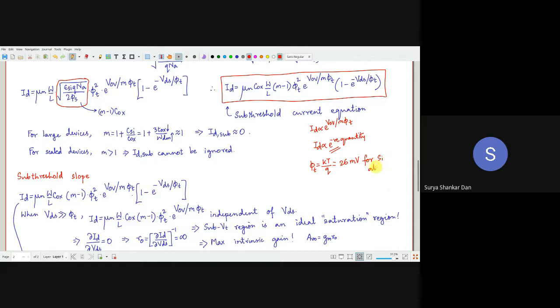at 300 degrees Kelvin. In Kelvin, we usually don't bother about the degree. So now, if it is 26, what is important for us to note? ठीक है, 26 वगैरह आप भूल जाओ, आप इसको याद रखना. It is millivolts.